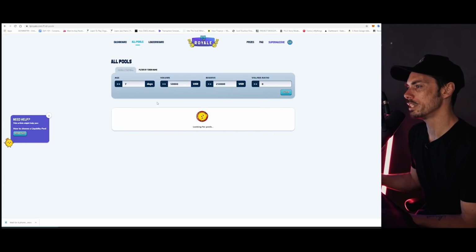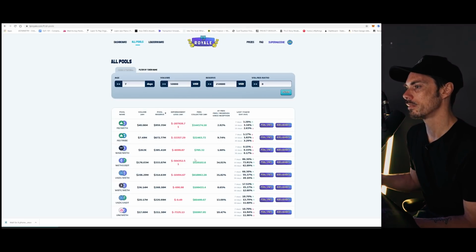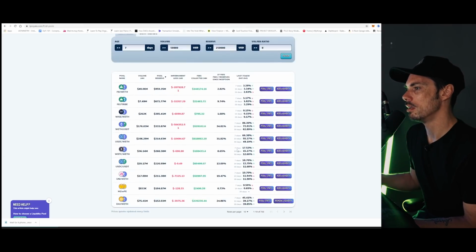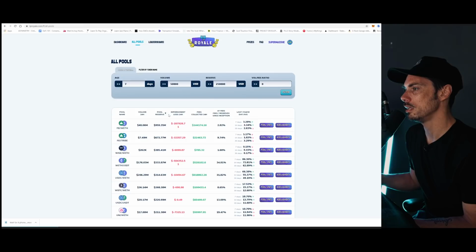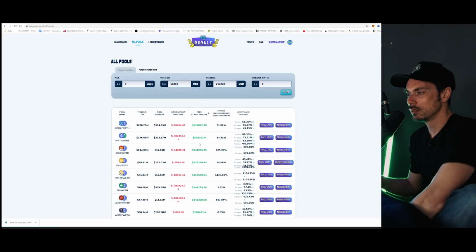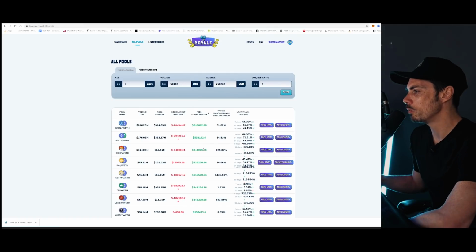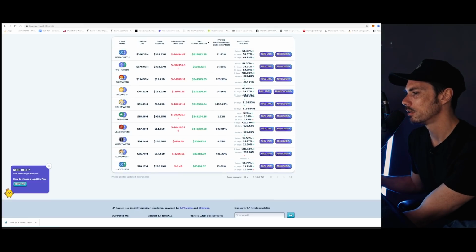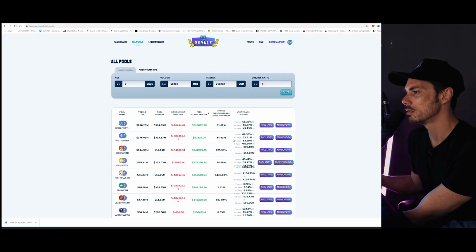Let's find some more pools and jump in. Let's see if we can find a really risky one and see how that compares. Wow. USDC versus wheat. I'm looking for a really risky one. One with a giant APY. Let's see how that looks.